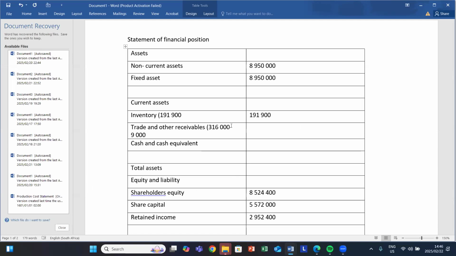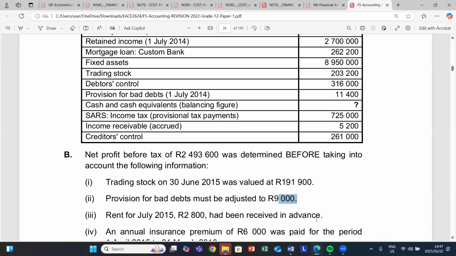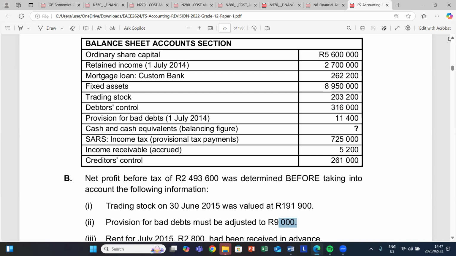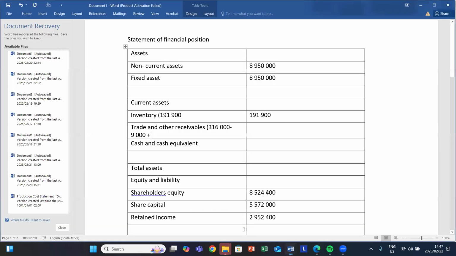And then we also said that we'll add our accrued income and add the prepaid expense. So let us check our accrued income. In our trial balance, do we have accrued income? Yes, we do. They provided us with accrued income, which amounts to 5,200. We'll say plus 5,200.